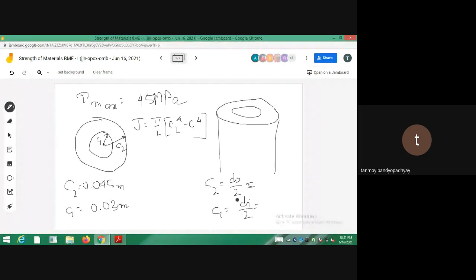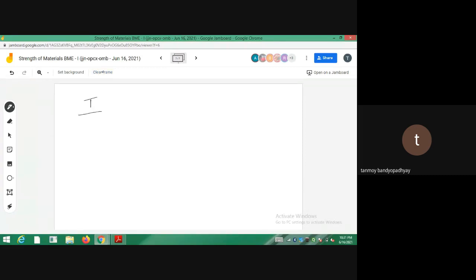So just put the values, and what else will be needed? You'll be needing C2, and you already have C2. So just put the values, everything you have. T by J is equal to tau max divided by C2. So just put everything, you'll be getting the value of this one.